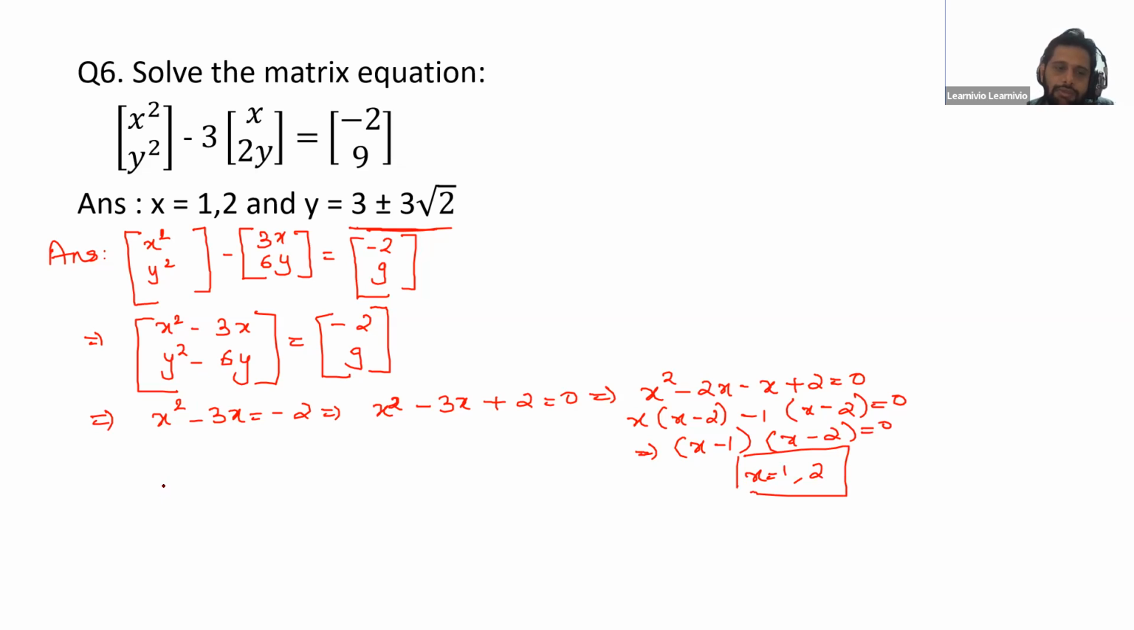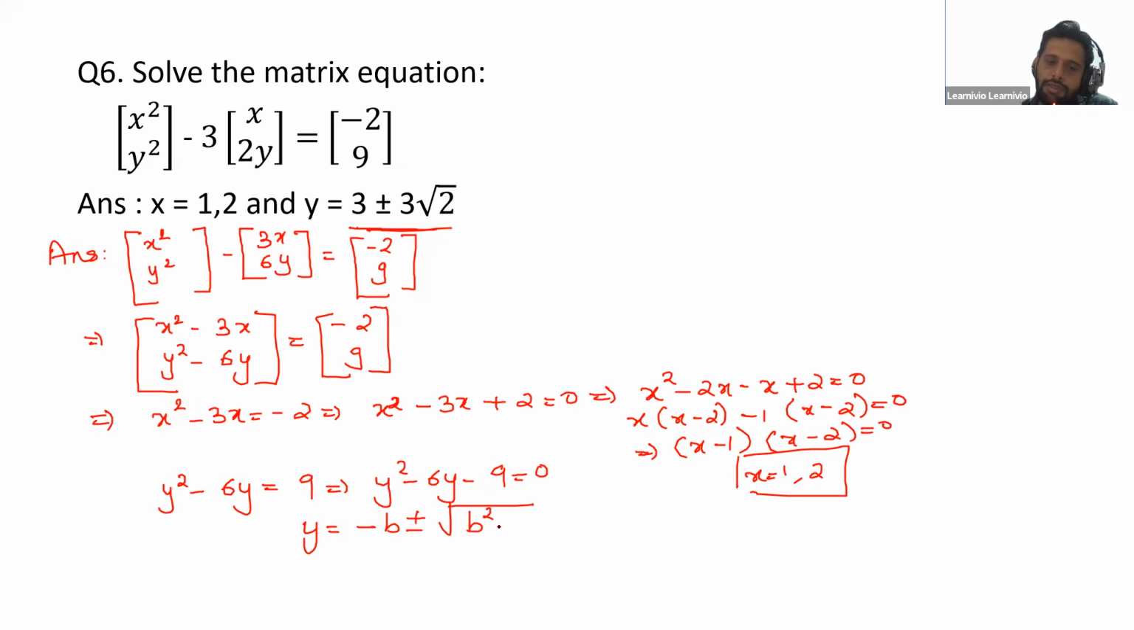Now for the y, equate this one, y square minus xy is equal to 9. So from here we will get y square minus xy minus 9 is equal to 0. So here we do not get the roots directly. That's why we will use the quadratic formula. So this is minus b plus minus under root b square minus 4ac by 2a. So I hope everyone remembers this formula.